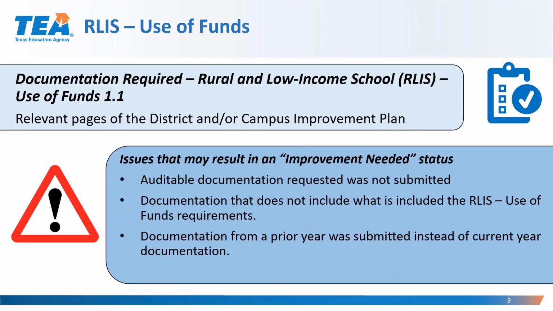As mentioned before, for the RLIS Use of Funds random validation, the documentation required would be the relevant pages of the district and/or campus improvement plan. Issues that may result in an improvement needed status: the auditable documentation requested was not submitted; documentation that doesn't include what is included in the RLIS Use of Funds requirements; documentation from a prior year was submitted instead of the current year documentation.